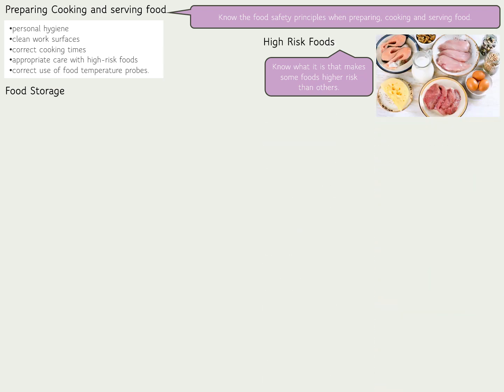It's really important that you can identify why some foods are higher risk than others. So anything that is moist, anything that is high in protein, so any meat, poultry, fish, egg, dairy product is going to be high risk.